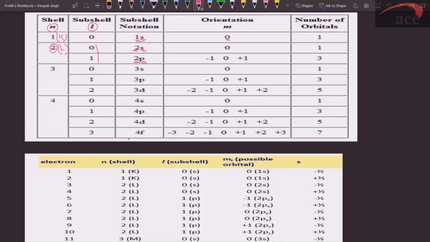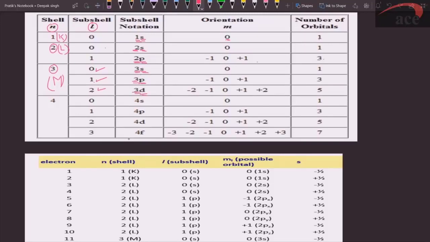For S there is one magnetic quantum number, and for P there are three. So for S there will be one orbital, and for P there will be three orbitals. If you see the third shell, which is referred to as M, for the M shell there are three L values: 0, 1, and 2. So 0 is S, 1 is P, 2 is D, and since it is the third shell, the number is common: it is 3s, 3p and 3d.